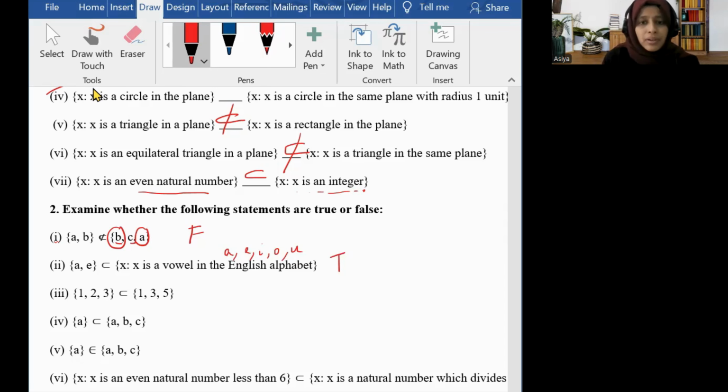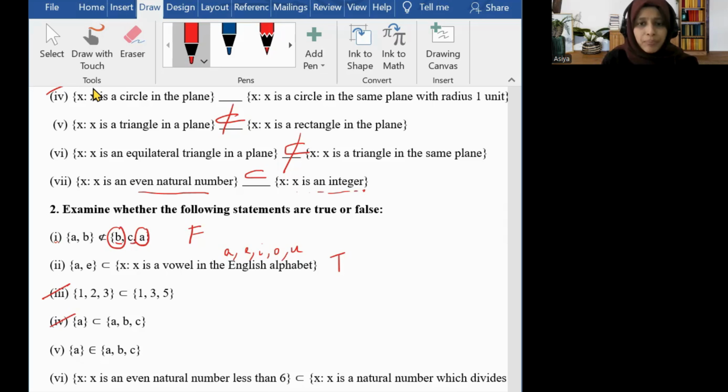Now, I think you can go for the third one. The third one will be given as homework. Let me do the fourth one. Again, the fourth one also will be given as homework. I think these are similar. You can go for it.